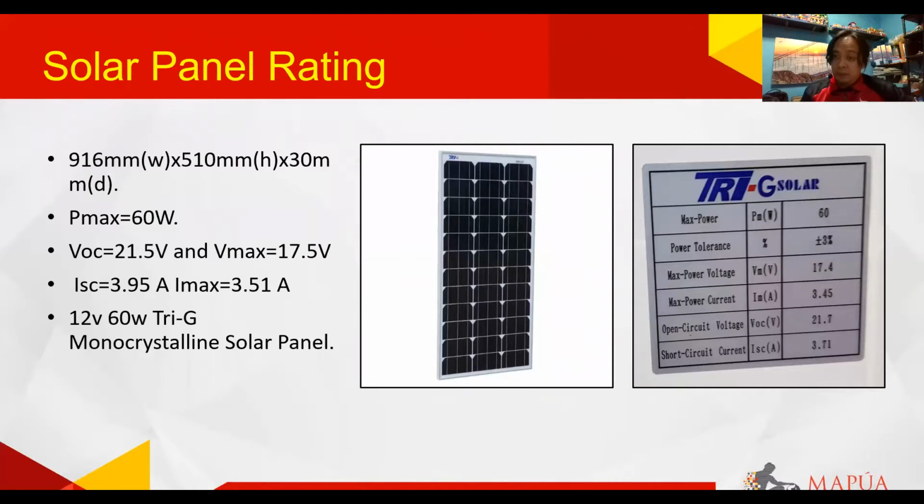Also, from the computations, the solar panel has the following specs. The maximum power is 60 watts, and the open circuit voltage, the maximum voltage, and the short circuit current are already on the slide. So we used a 12 volt 60 watts monocrystalline solar panel for more absorption of electrical energy.